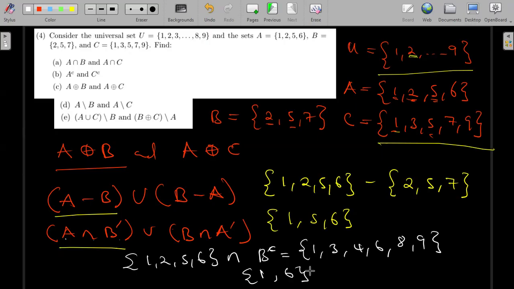Is that the only one that's common here? So 1, I have 6 there. Okay, so my B complement contains 5. Yes, I think that's what we get. So we have A listed as 1, 2, 5, and 6. Then my B complement is 1, 3, 4, 6, 8, and 9. Then when I intersect them, I get 1 and what? I get 1 common and 6 is common in both of them.